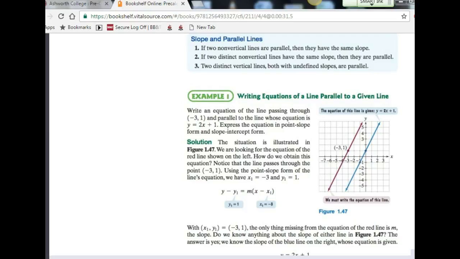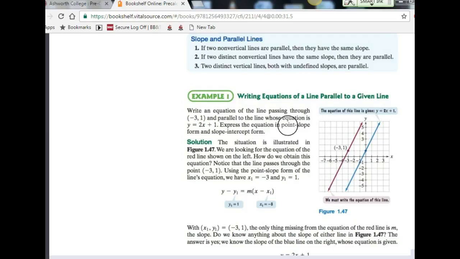So if you see here, it wants us to write an equation of a line that passes through negative 3, 1, and it's parallel to the line whose equation is y equals 2x plus 1. Then it wants us to express that in point-slope form and then in slope-intercept form.